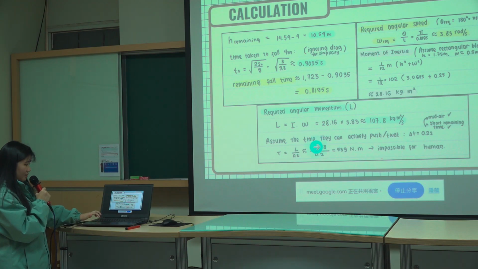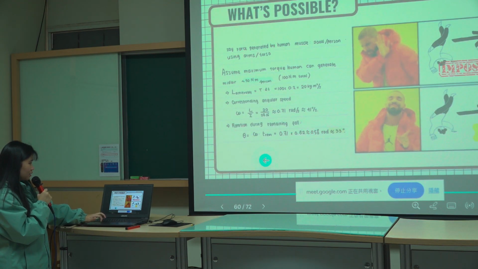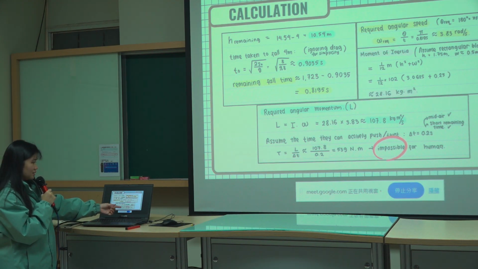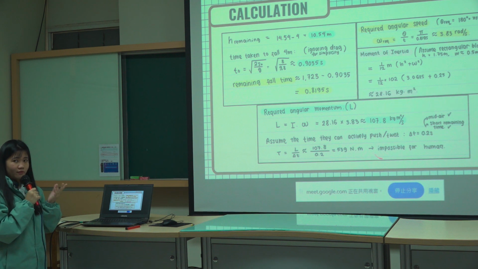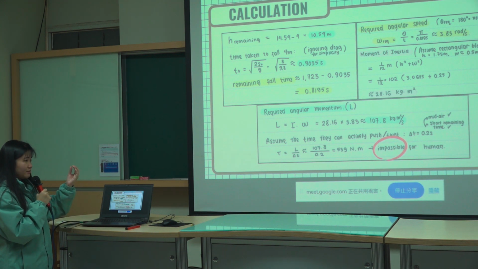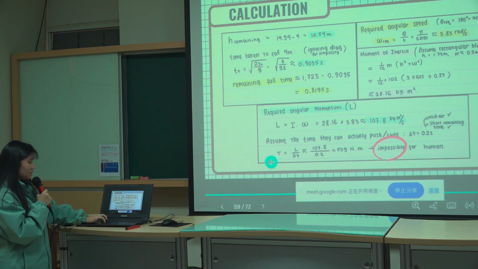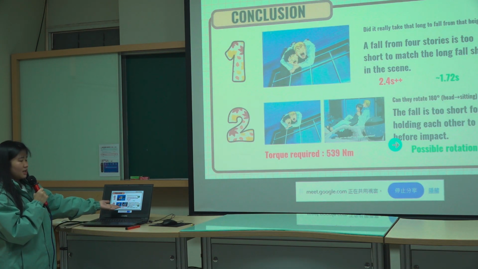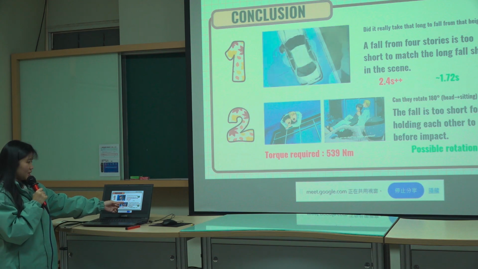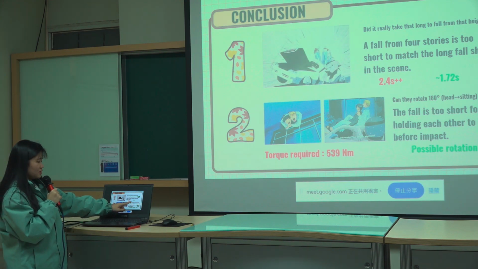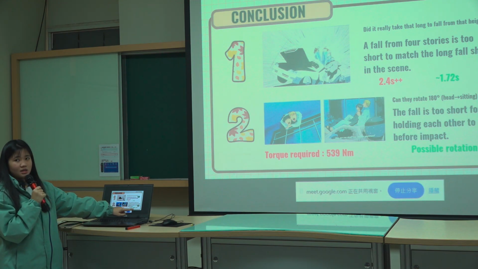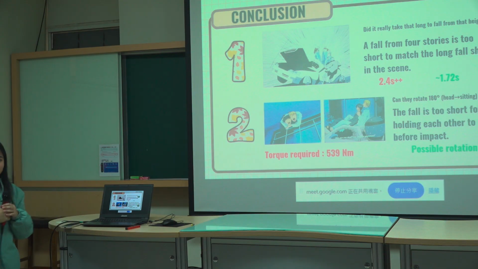Assume the time they can apply the torque is like 0.2 seconds. It's possible because we only have 0.8 seconds remaining, and they're in mid-air, so they cannot have another time. So actually, it's impossible for a human. In my conclusion, the fall in the video is 2.4 seconds, but our calculation is 1.72. And the second hypothesis is also true because the possible rotation is only 33 degrees. Thank you.